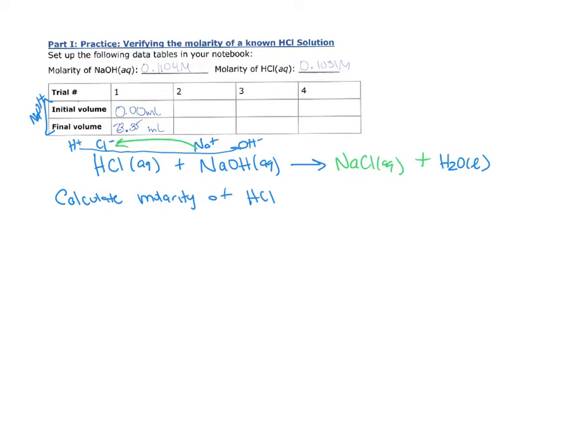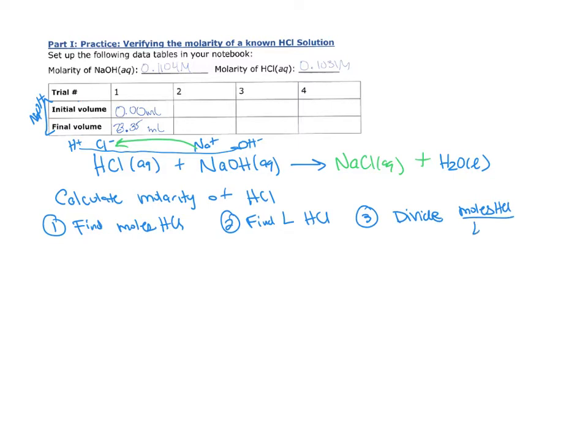To calculate molarity, this is a 3-step process. 1, find moles HCl. 2, find liters HCl. 3, divide moles of HCl by liters of HCl to get molarity.